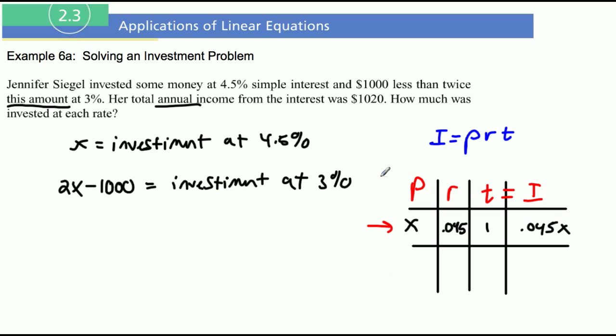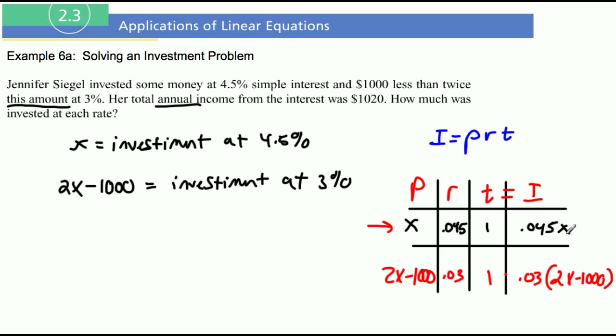Now let's do the second investment. Let's see, what was my principal? Well, my principal was 2x minus 1000. That's why we did this work right here. So that's what this is, 2x minus 1000. Okay, so that's how much money we invested. What was our rate? Well, 3%, so 0.03. And what was our time again? 1 year. So if I multiply all that, I'm just going to make that a product, 0.03 multiplied by 2x minus 1000.